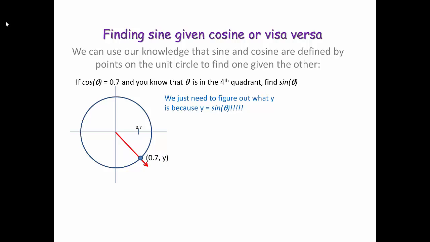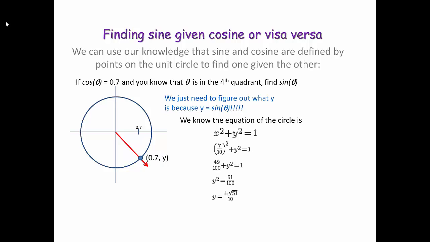There we go. And the key thing here is we just have to figure out what y is because y is sine. Now we know the equation of the circle is x squared plus y squared is 1, so we plug in our x value of 0.7. I used 7/10 instead of 0.7 because I knew I was going to have a square root in the future, and I didn't want to square root a decimal.